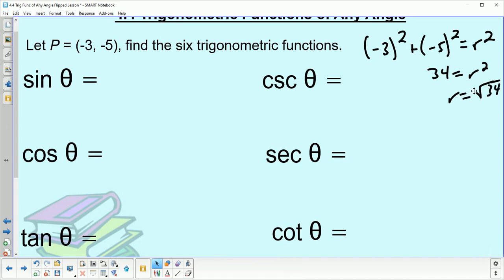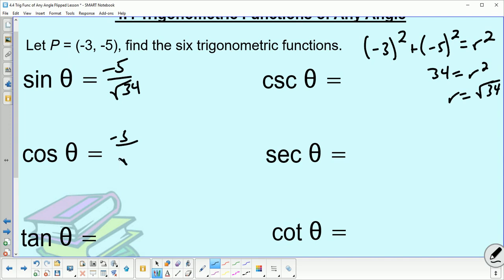And don't forget, usually we say plus or minus the square root here, but since we're dealing with the radius, and our radius has to be positive because it's a distance, we just use the positive version. Finding our six functions, sine is y over r, so -5 over the square root of 34. Cosine is x over r, so -3 over the square root of 34. And tangent is still y over x, so -5 over -3, which we can cancel the negative signs and get 5 over 3.